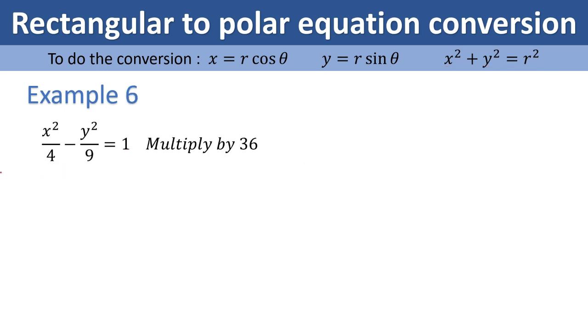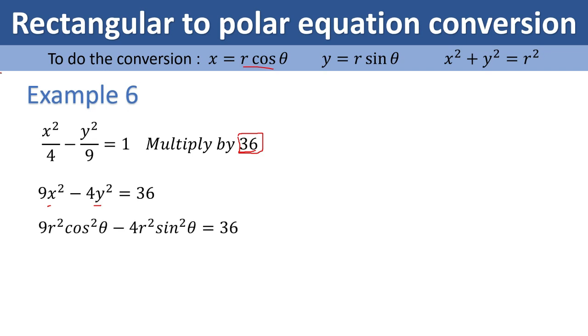Another example. You see, this is a hyperbola. Remember, this is the hyperbola. I want to remove the denominator. To remove the denominator, I'm going to multiply by 36 because it's the lowest common multiple, the LCM of 4 and 9. When you multiply everything by 36, 36 divided by 4 is 9, and 36 divided by 9 is 4. You have this one. Now you change the x and the y by the corresponding expressions.